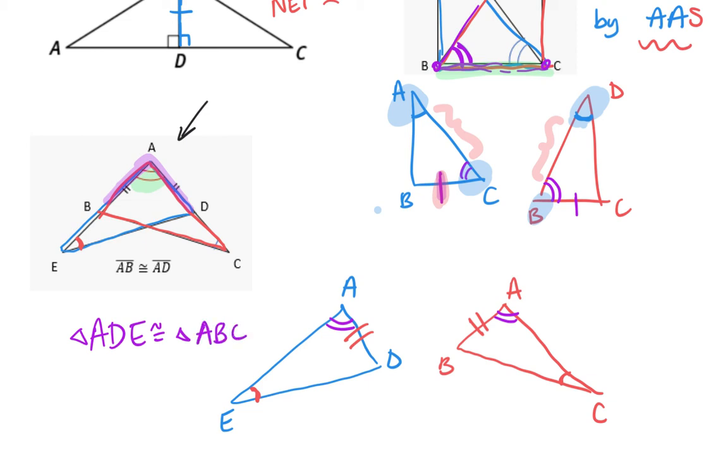And the reason is because A matches with A, D matches with B, and E matches. So the order does matter. All right, and the reason we can prove those triangles congruent to each other is that we have two matching angles, angle, angle, and then the side that's not included, so angle, angle, side.